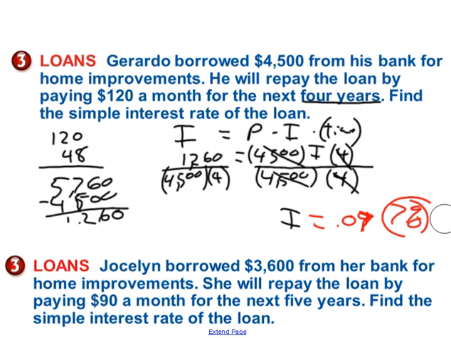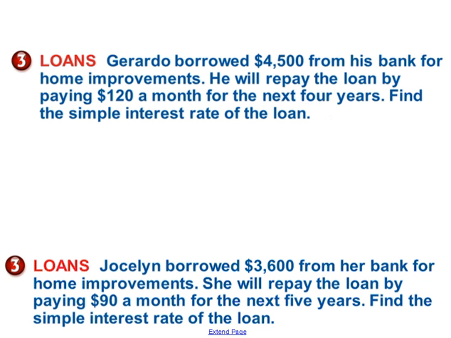Please pause the video, work on your own, and then come back and we'll see if we get the same answer. She borrowed $3,600 from her bank for home improvements. She will repay the loan by paying $90 a month for the next 5 years. So $90 was the payment times 5 years. 5 years is 60 months. So she's going to pay back $5,400 over those 60 months.